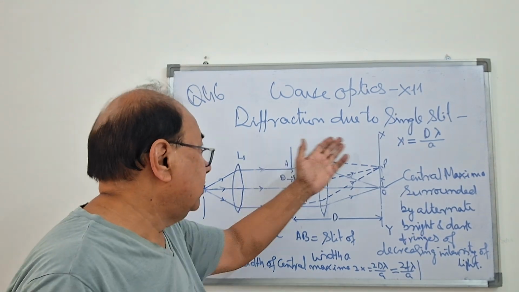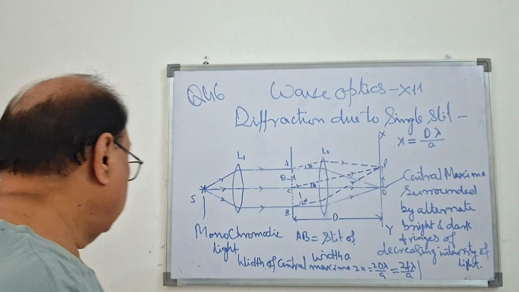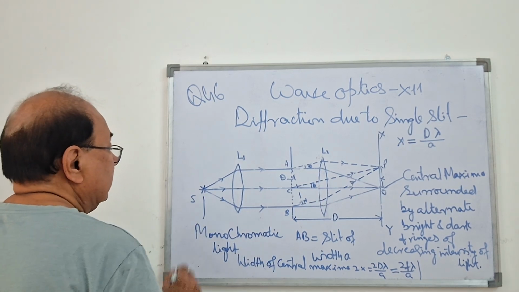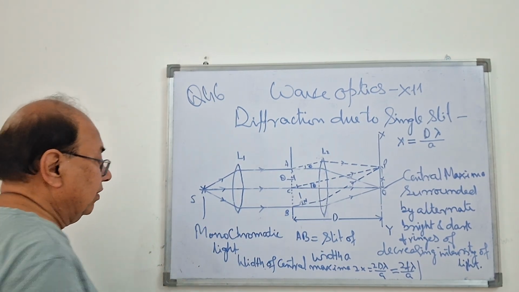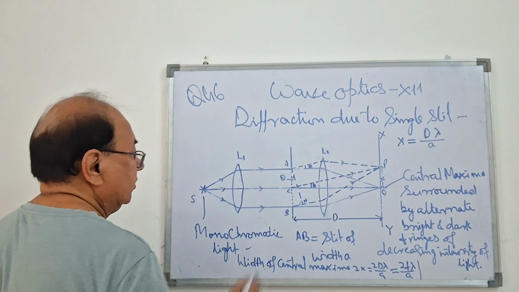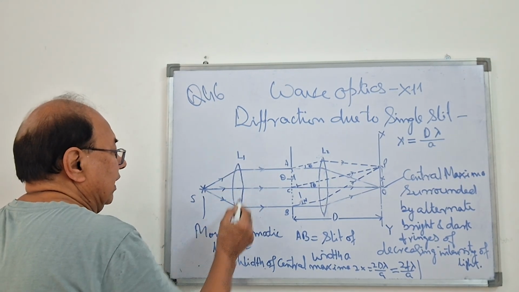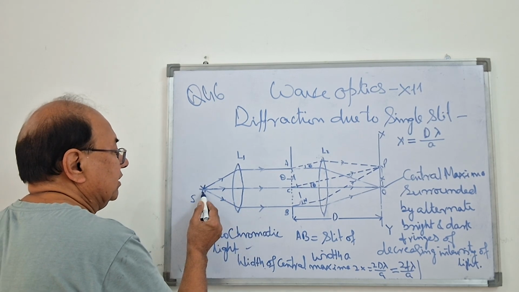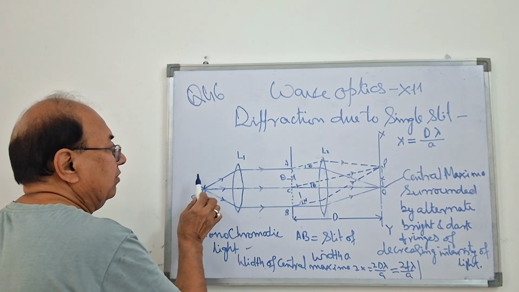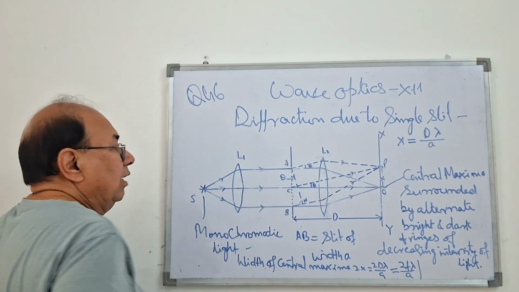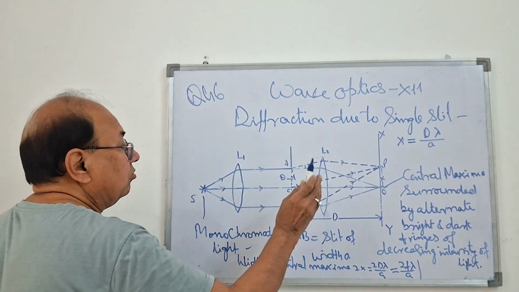Now comes diffraction due to a single slit in the laboratory. This is the source of light S having only a single wavelength, that is called monochromatic light. It falls on the lens L1, which is kept at 2f distance from this lens. Then these wavefronts are parallel and moving in the forward direction.